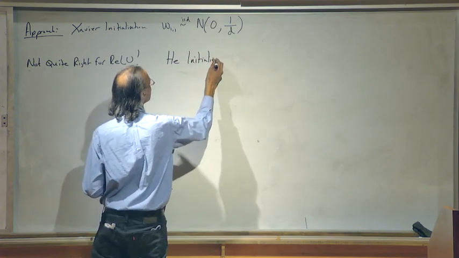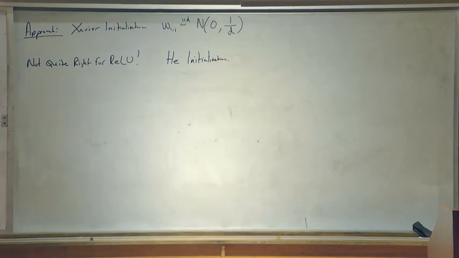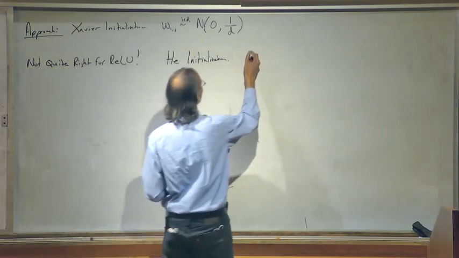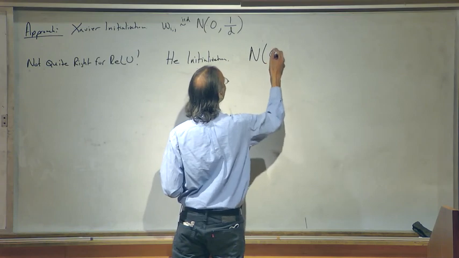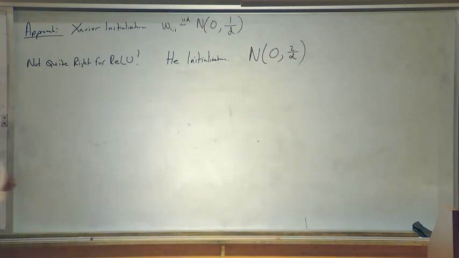So He initialization applies when the output of the previous layer is ReLUs. When the previous thing was ReLUs, use He initialization. He initialization says you don't have d things, you have d over 2 things. So you take the reciprocal of d over 2.